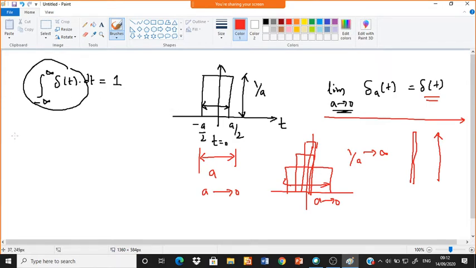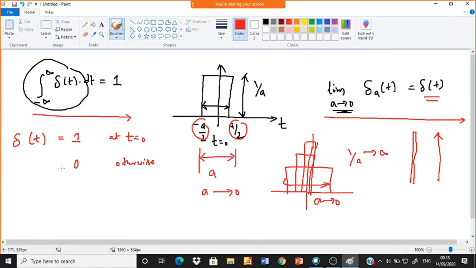So del of t is equal to 1 only at time t equal to 0 and 0 otherwise. At all other values of time t it will become 0. So for this impulse, only at time t equal to 0 do we need to consider the area between minus a by 2 to plus a by 2, if we define the width of the pulse as a and the height of the pulse as 1 by a. So this is the unit impulse in the time domain.